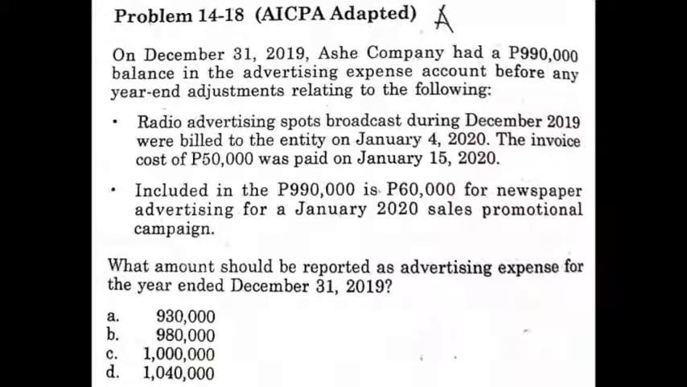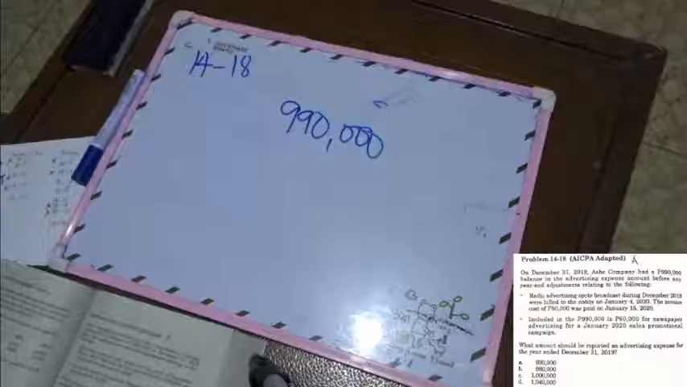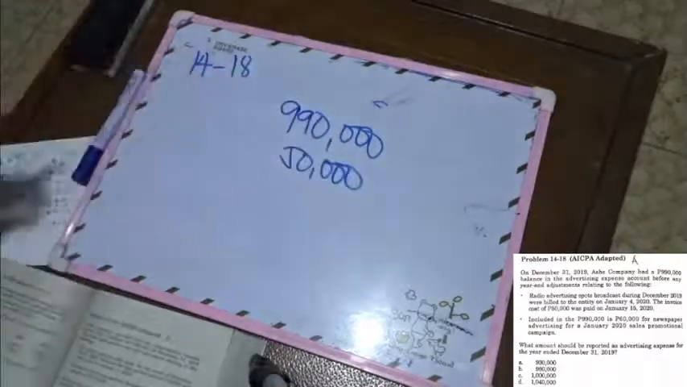That's Ash Company. So you're asked what amount should be reported as advertising expense for the year December 31, 2019. So you're given 990,000 and then additional information. So bullet number 1, radio advertising spots broadcast during December 2019 were billed to the entity on January 4, meaning they have already incurred the expense during the year 2019, but they were only able to receive the billing on January 4, 2020. The invoice cost of 50,000 was paid on January 15, 2020.